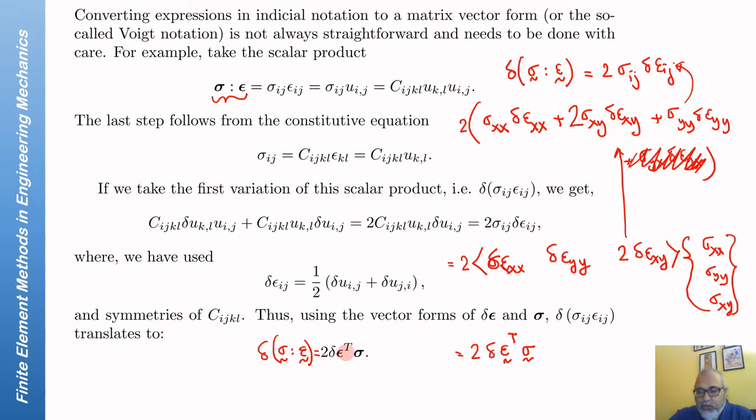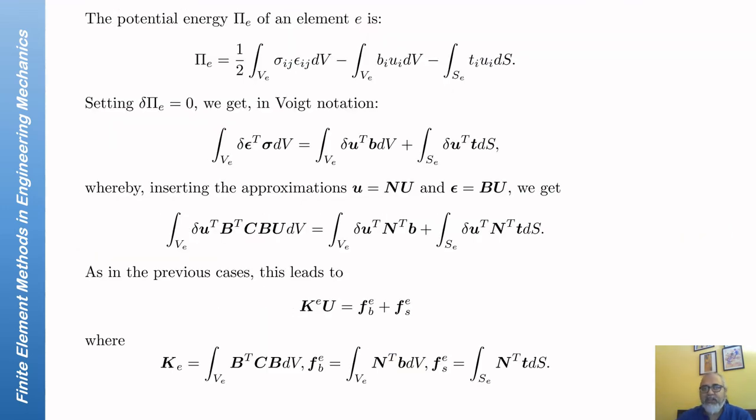And now let's go back to our principle of minimum potential energy. Try to write the potential energy. The potential energy over the element is an integration over the element volume of sigma ij epsilon ij, half of that, minus the potential of the loads, that is the body forces and surface tractions. Surface tractions come in only if the element shares an edge with the boundary of the body, otherwise this term is 0.